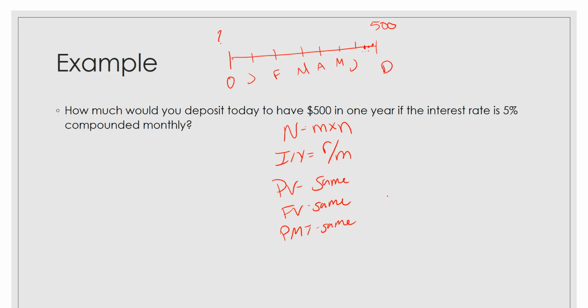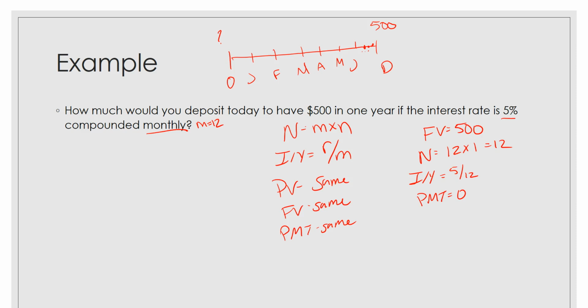So in this example, if we wanted to have $500 in 1 year, then our future value would be 500. We want to have that money in 1 year, and we're compounding monthly. So there are 12 months in a year. So 12 times 1 is 12. Our rate, we have a 5% interest rate. We divide that by our compounding frequency of 12. We're wanting to solve for present value, and we have no payments, so there's no recurring cash flows.